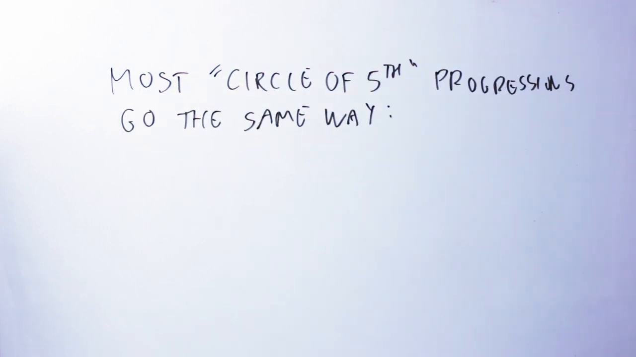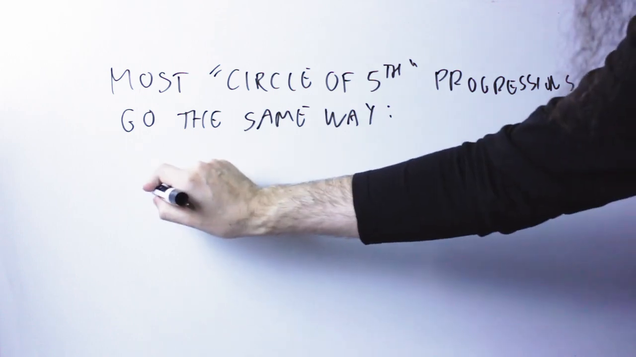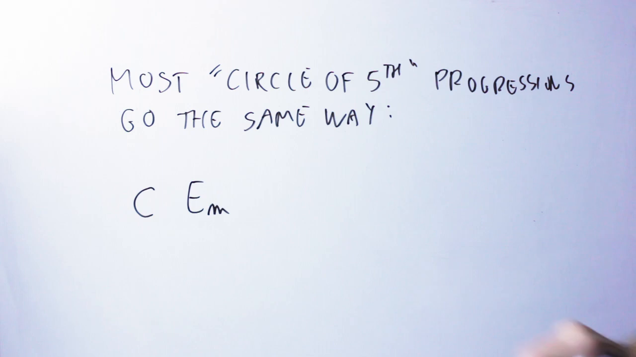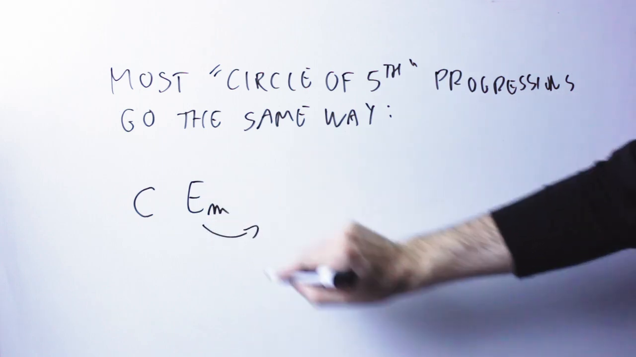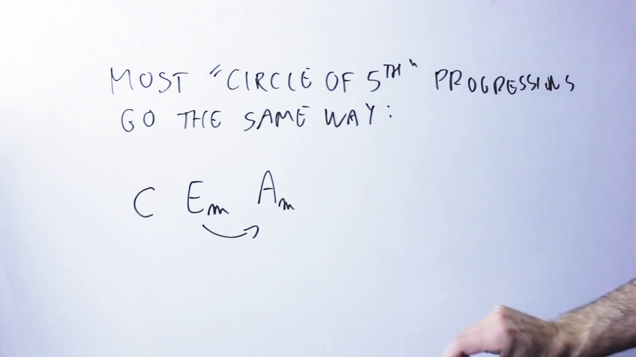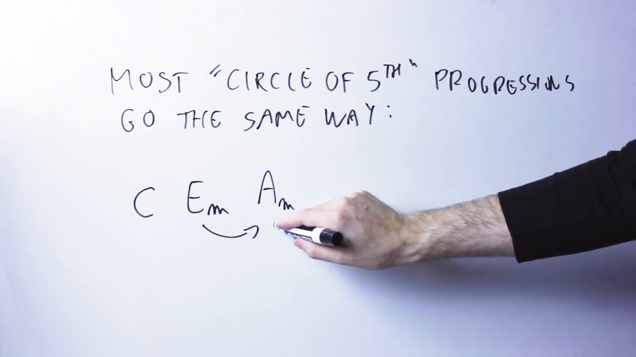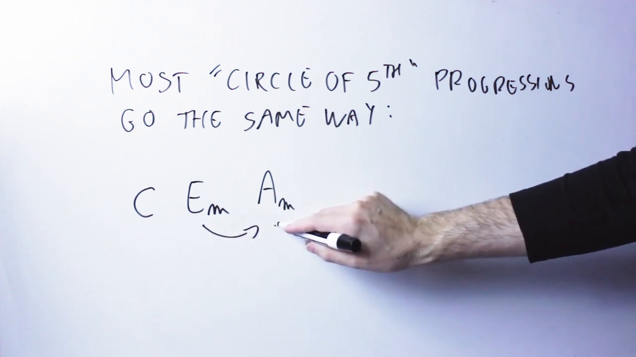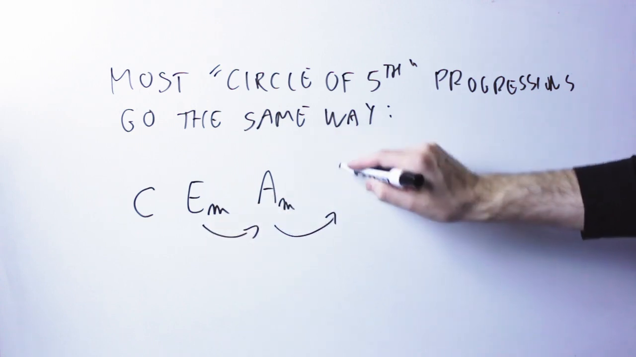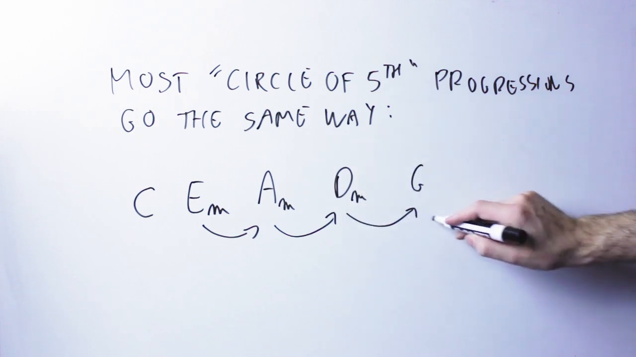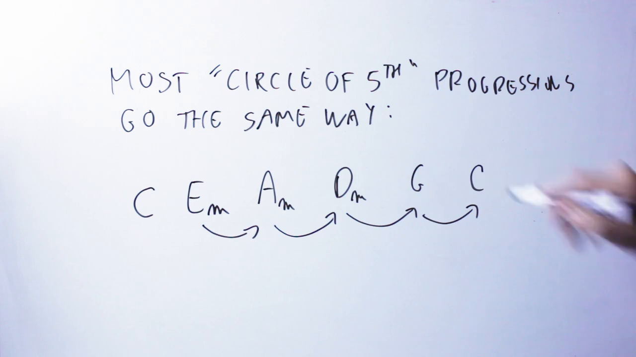And I'm starting from C, but then I jump to an E minor, and then from there, I'm moving the root of the chord down a fifth, down a fifth, down a fifth. So I have C major, E minor, which again is just an arbitrary jumping point. But then I have, going down a fifth, A minor. Down a fifth, D minor. Down a fifth, G major. And then down a fifth, back to C.